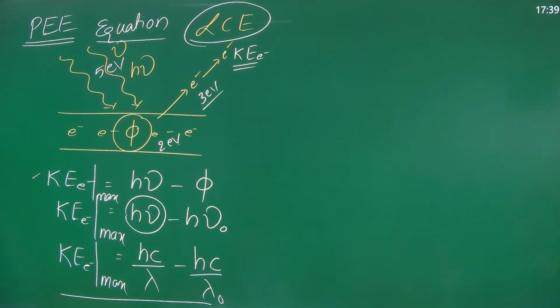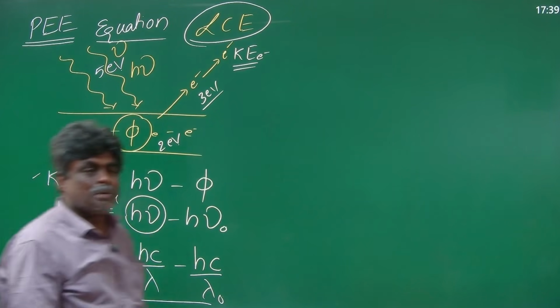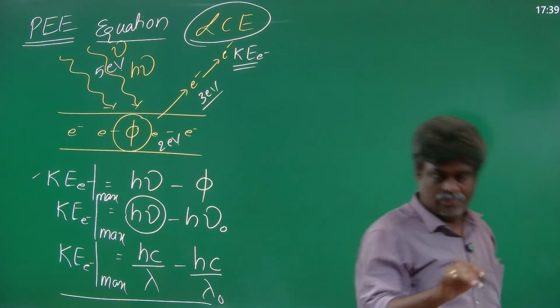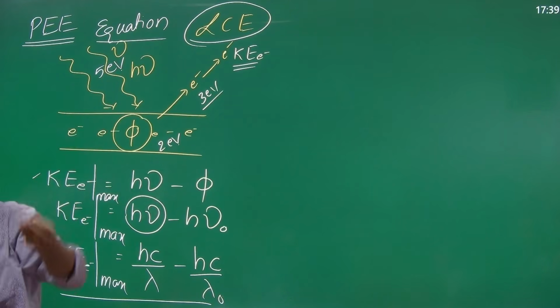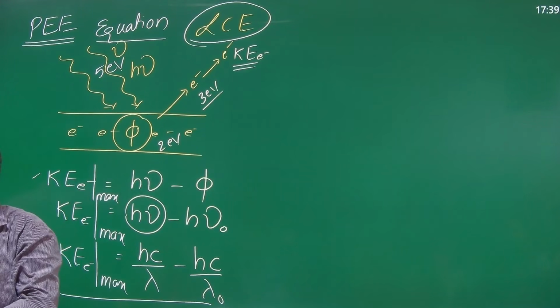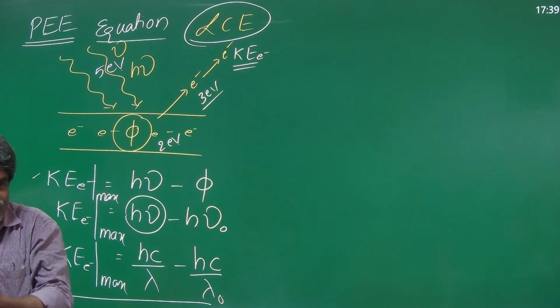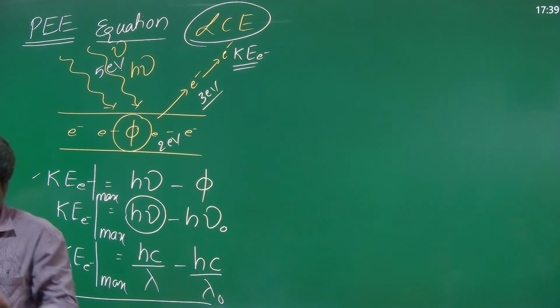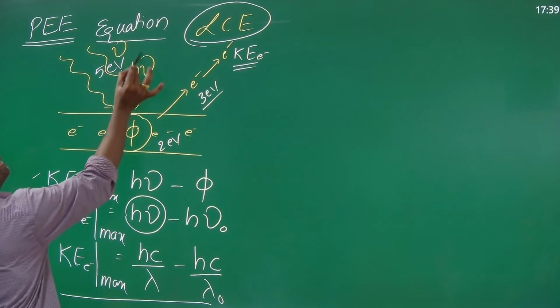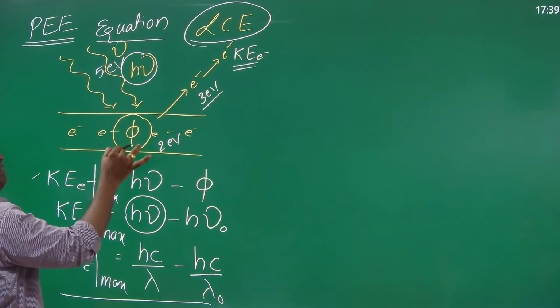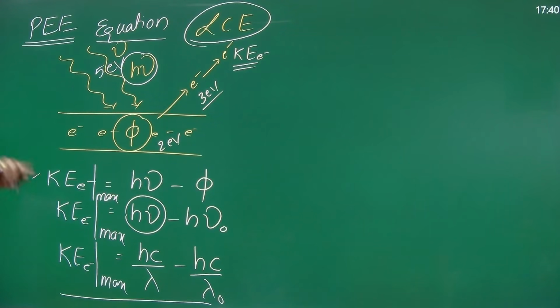Zero. Minimum kinetic energy is 0. Why is minimum kinetic energy 0? Because whatever you are sending, that is equal to the work function, the electron is not having sufficient kinetic energy to move. Am I right or? So whenever the incident energy is equal to the work function, then the kinetic energy is 0.